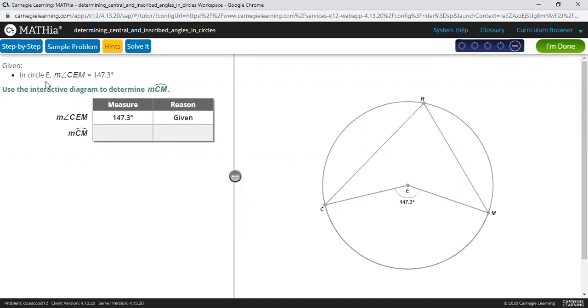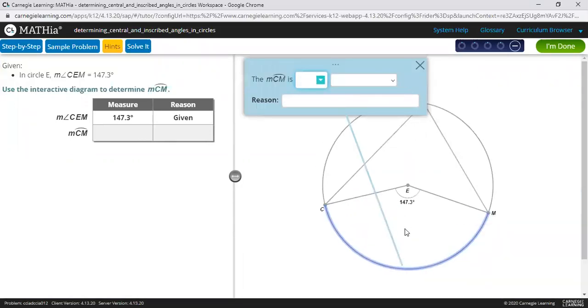The given information is that the measure of angle CEM is 147.3 degrees. CEM right here is a central angle because its vertex is at the center of the circle. So this is 147.3 degrees, and I am trying to find the measure of the arc CM. So arc CM, this arc here, right?